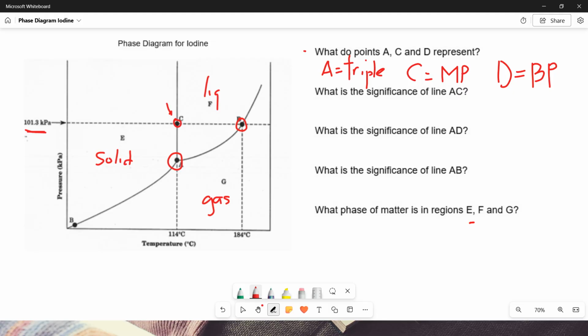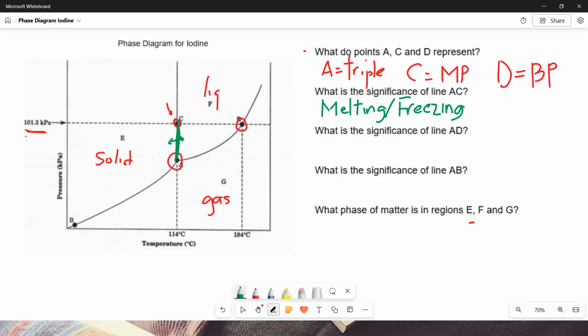So one thing I always want to stress to my students, this line here between A and C is between solid and liquid, and we can change phase anywhere along that. So this whole line here between A and C is going to represent the melting or freezing of this substance iodine. So A to C is the melting or freezing, depending on whether we're increasing or decreasing temperature.